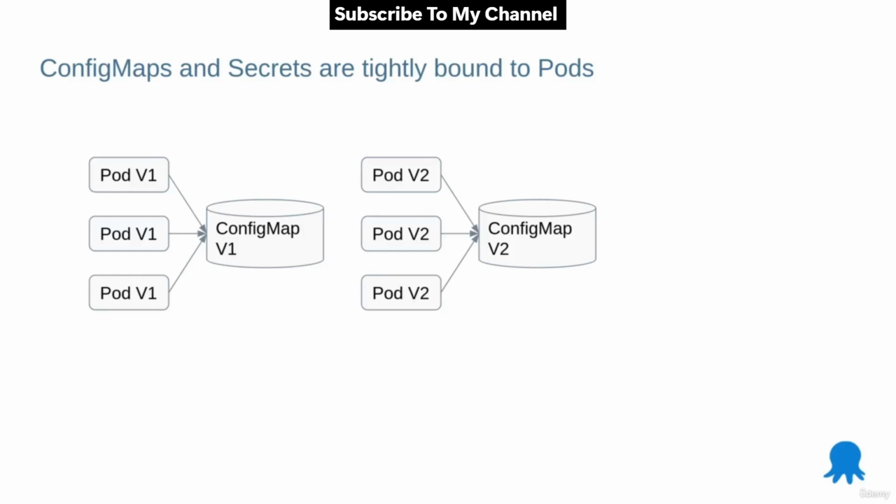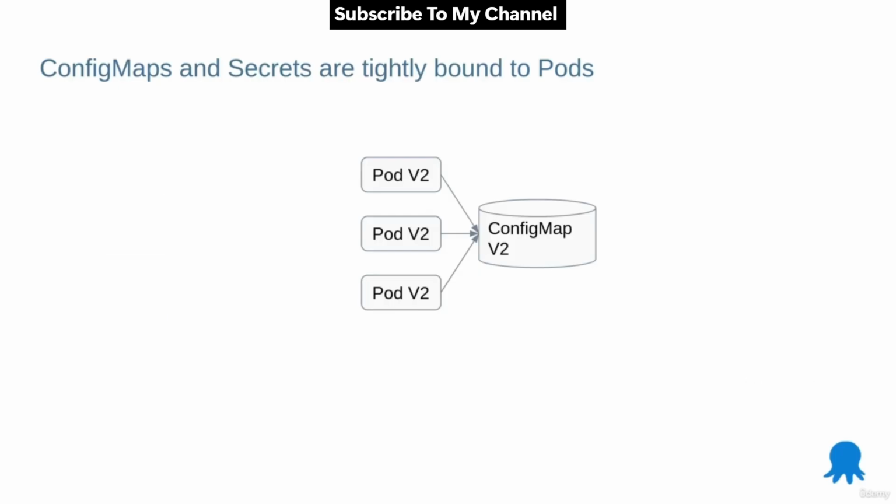But at this point, because they each point to their own specific version of a config map, there is no conflict. We then proceed to the end of the rolling deployment where all version 1 pods have been replaced and only the version 2 pods remain, and again they still continue to point to the version 2 of their config map.